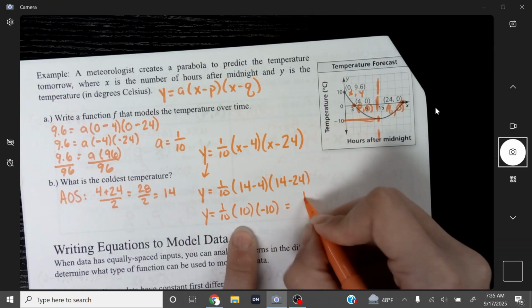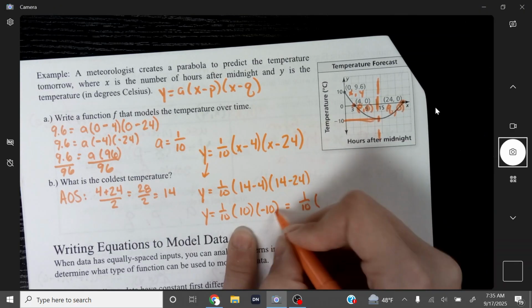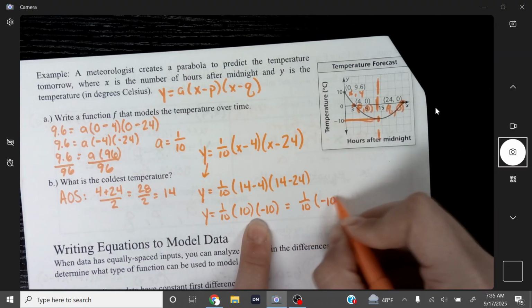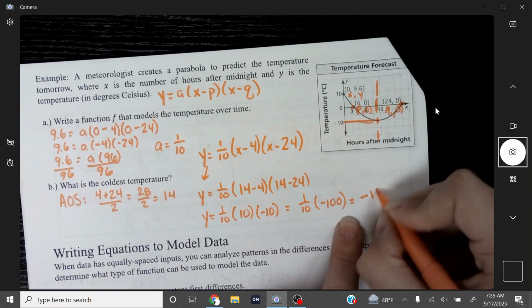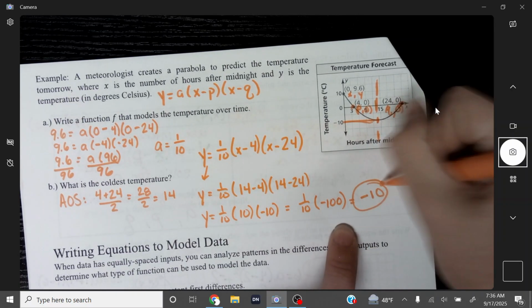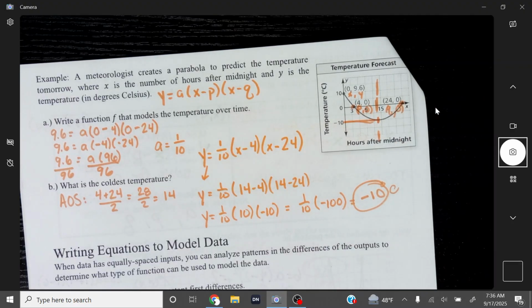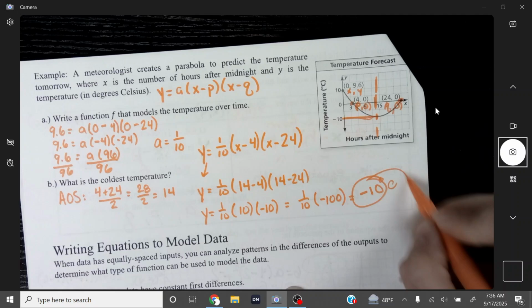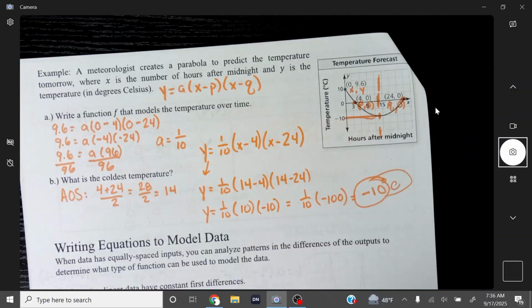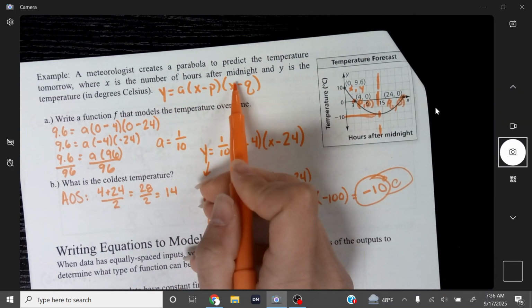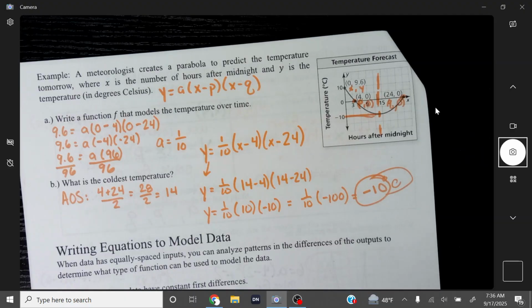And so we have 1/10 times 10 times negative 10 is negative 100. And 1/10 of negative 100 will be negative 10. Oh, so we were correct. Our coldest temperature is negative 10 degrees Celsius. Okay, so when you're writing equations, all you have to figure out is what they're giving you and plug them into the right equation. In this case, we did intercept form because they gave us the intercepts.